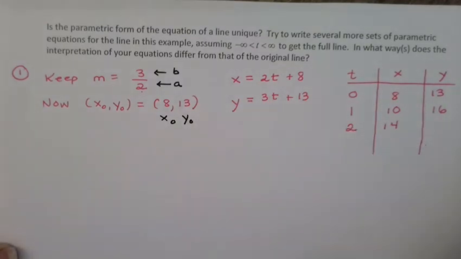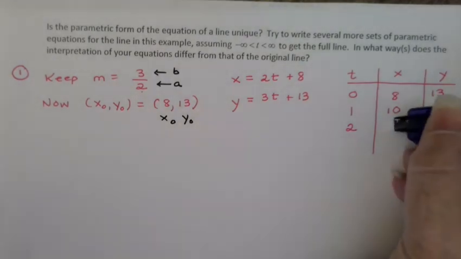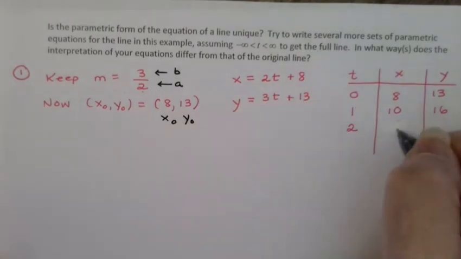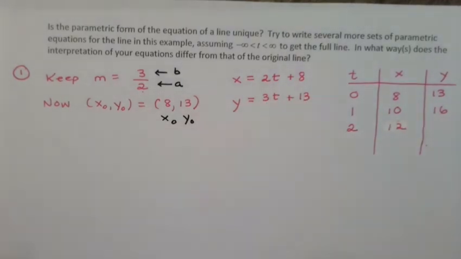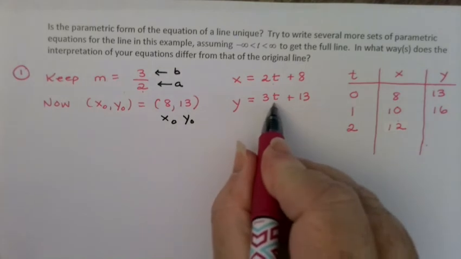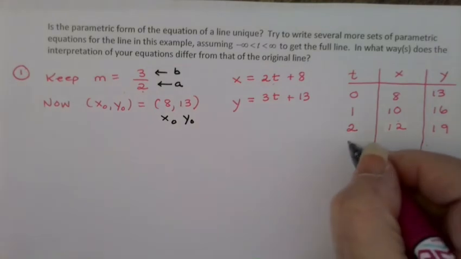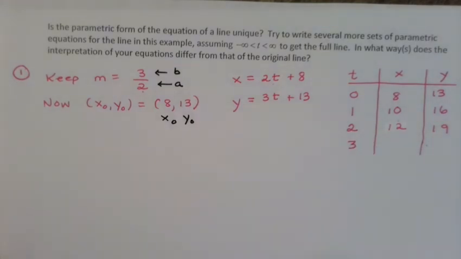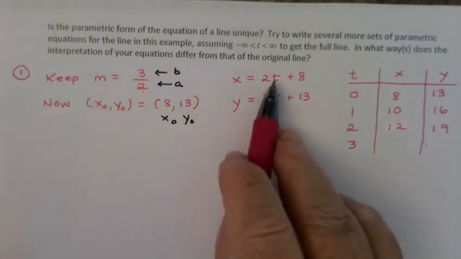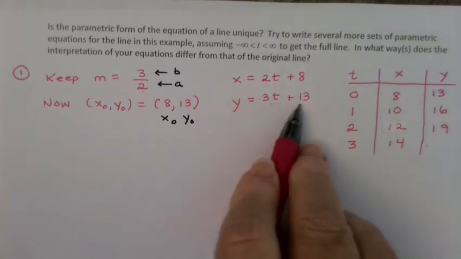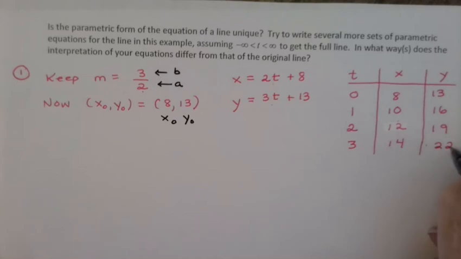T is 2, right? Whoops, what did I do? Try that one more time. When t is 2, that would be 4 plus 8 is 12. And when t is 2, that would be 6 plus 13 is 19. And I'll just do one more. If t is 3, now I've got 6 plus 8 is 14, and 9 plus 13 is 22.